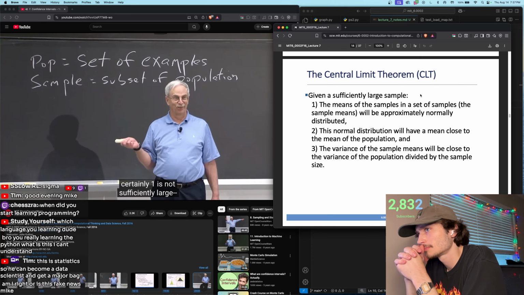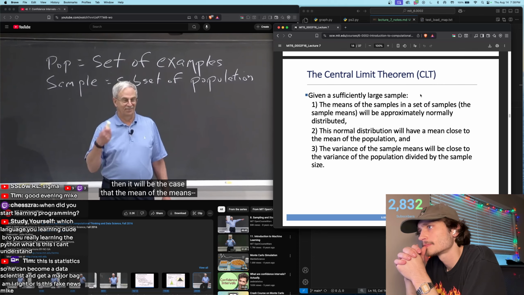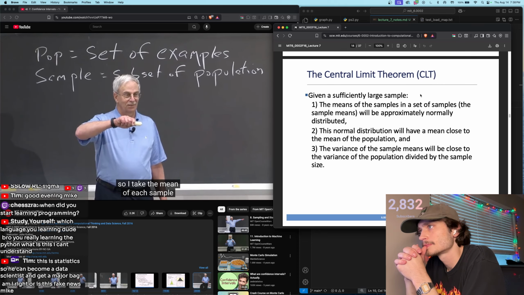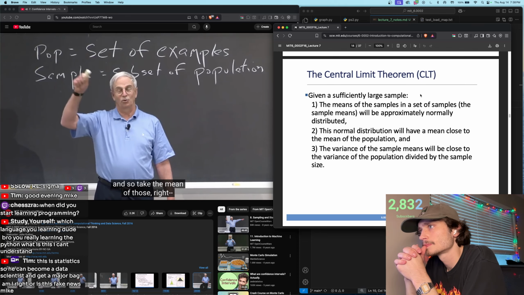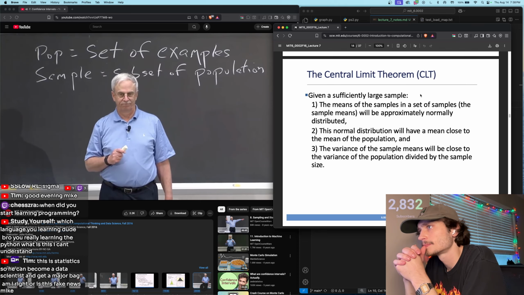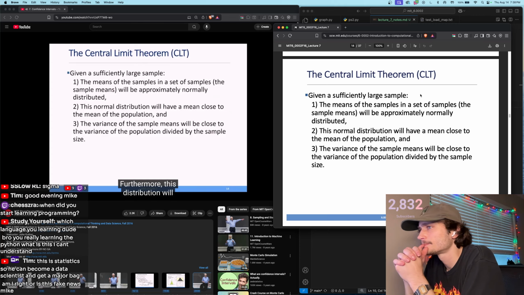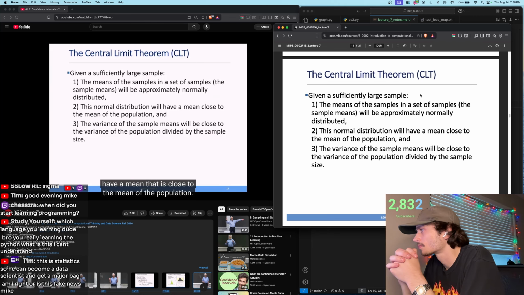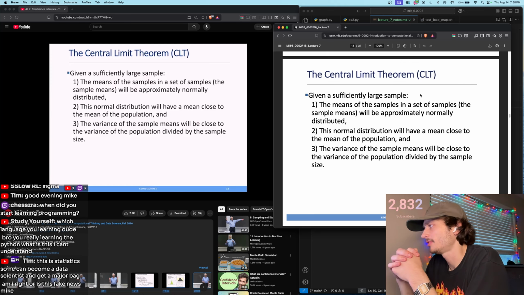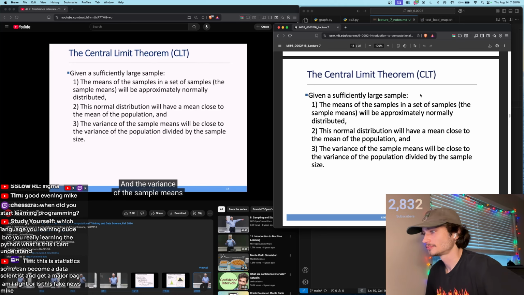If it is sufficiently large, then it will be the case that the means, so I take the mean of each sample, and then I can plot all of those means, or take the mean of those, they'll be normally distributed. Furthermore, this distribution will have a mean that is close to the mean of the population. The mean of the means will be close to the mean of the population. And the variance of the sample means will be close to the variance of the population divided by the sample size.